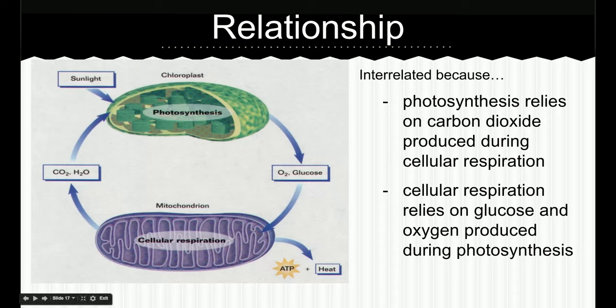So the last thing you need to do in your notes is, if you take a look down here, give me a couple reasons to explain why. So photosynthesis is going to rely on carbon dioxide during cellular respiration, and then cellular respiration is going to rely on the glucose and oxygen produced during photosynthesis. So you should have your complete set of notes right now. Go back if you do not and read.